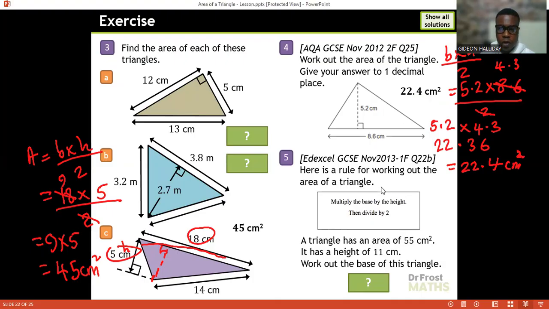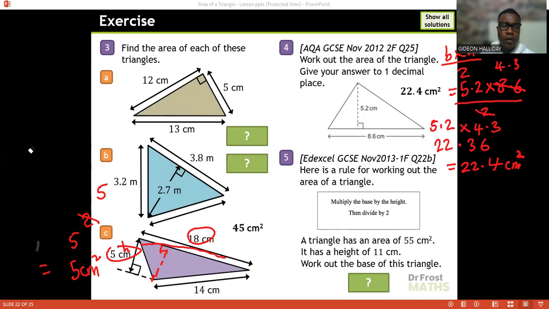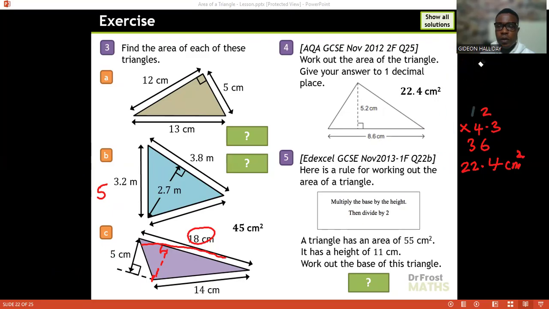Yeah. So the second one, let's clear the screen. The second one, we need space. Of course, to follow up, you can decide, you can pause the video or watch it again. All right, so here is the rule of working out the area of a triangle. You already know the rule. You multiply the base by the height and then you divide by 2.